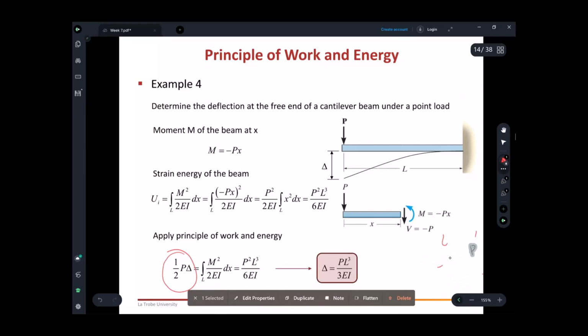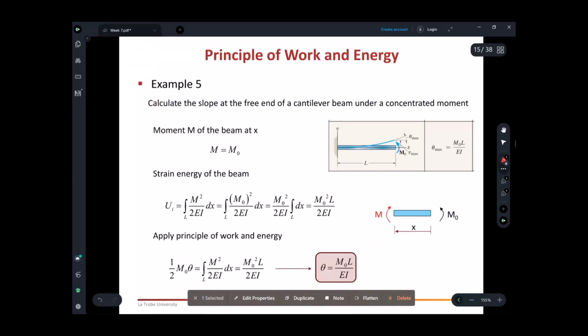Here you have external work and internal work, and if you just equate external work and internal work, you can extract those quantities. Similarly, we can find the rotation as well. External work is moment times the rotation times a half, and you can again calculate this internal energy. If you make both equal, you can find those theta values.